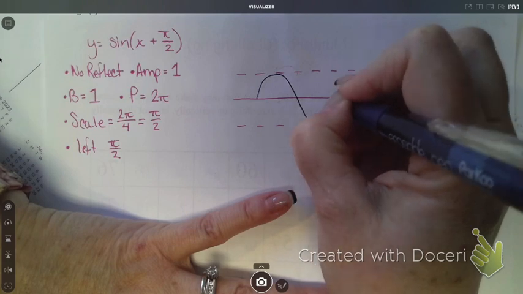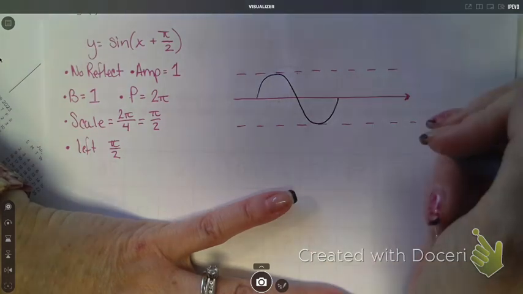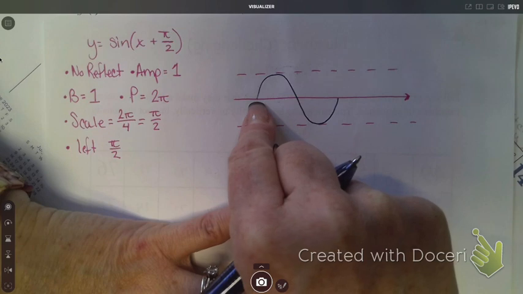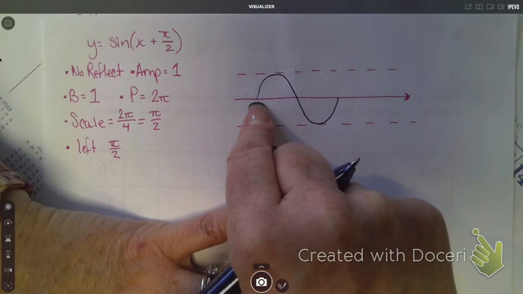Go up first from the y-axis, not down? That's right there. Or we went back? But it still starts here, doesn't it? Because it doesn't start at 0 now. Where does it start? Pi over 2. So it still starts at the axis.